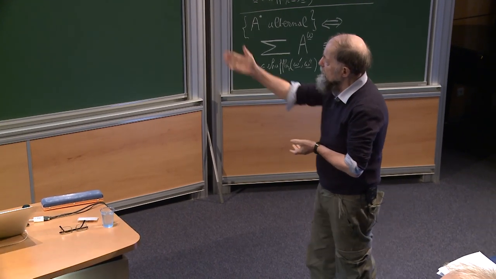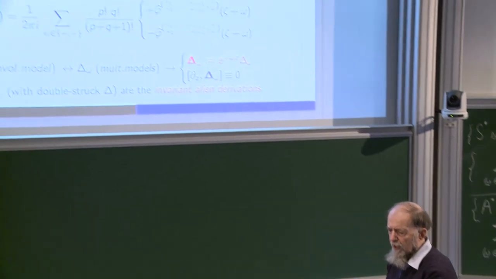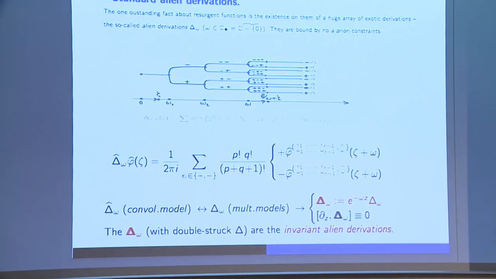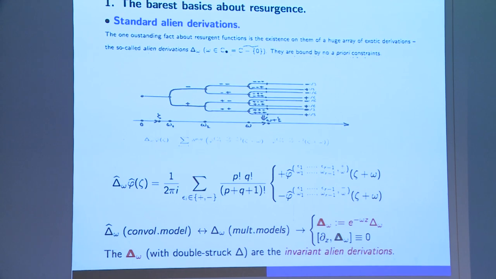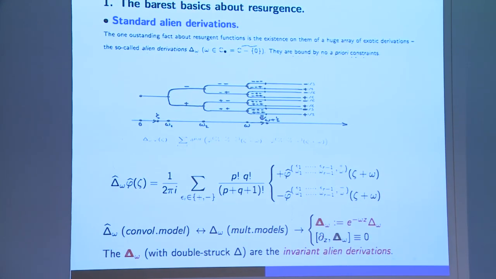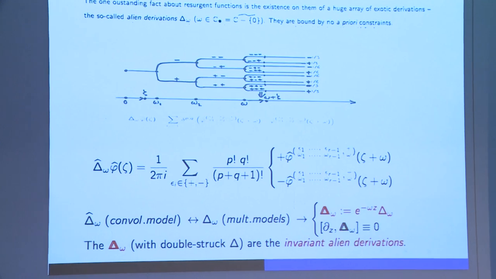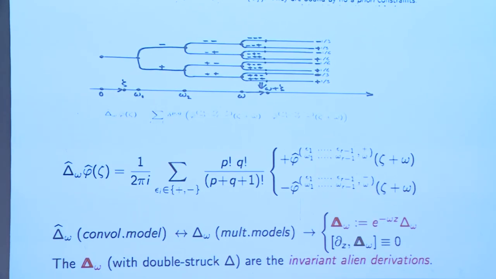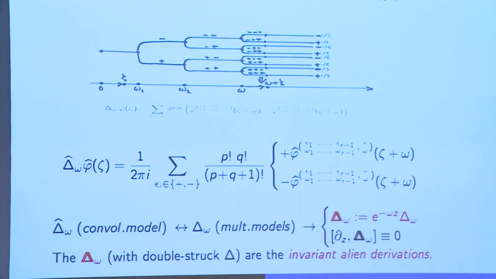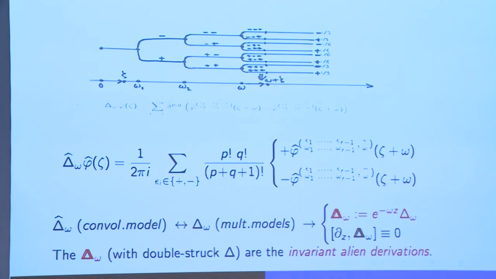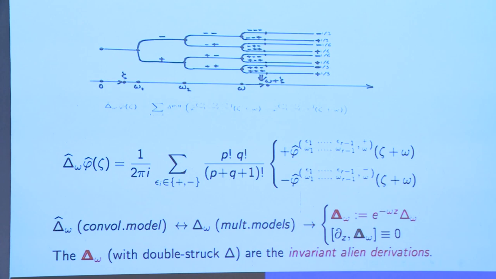alien derivations denoted by the double-struck delta. They are defined as the usual alien derivations with an exponential factor in front of them, and that makes those invariant alien derivations commute with the ordinary differentiation relative to z, which is very useful. And of course they have no equivalent in the convolutive model.